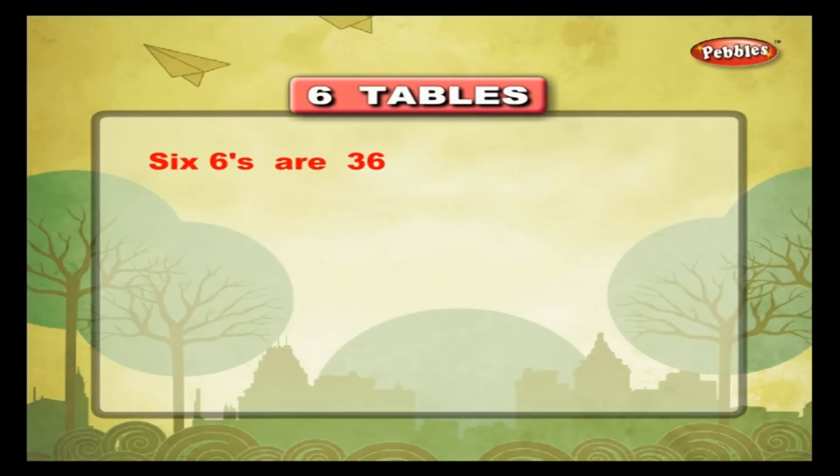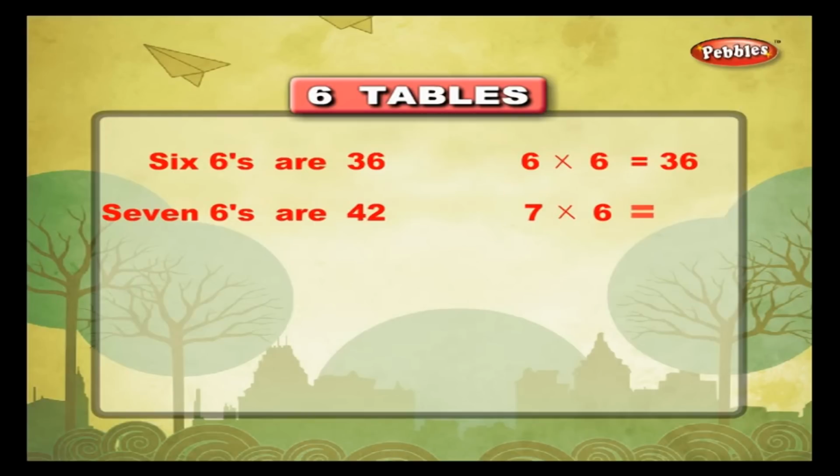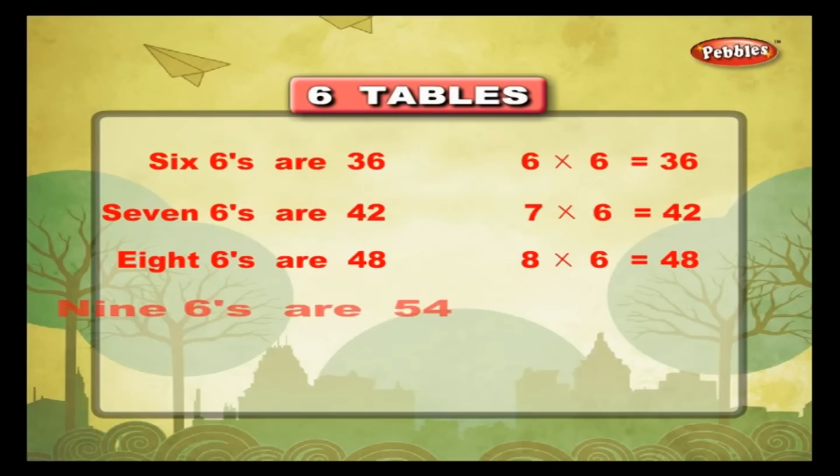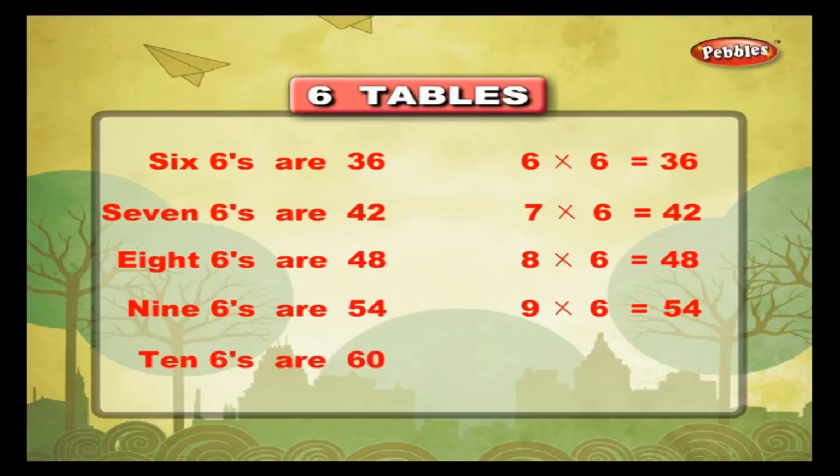6 6 are 36. 6 into 6 is equal to 36. 7 6 are 42. 7 into 6 is equal to 42. 8 6 are 48. 8 into 6 is equal to 48. 9 6 are 54. 9 into 6 is equal to 54. 10 6 are 60. 10 into 6 is equal to 60.